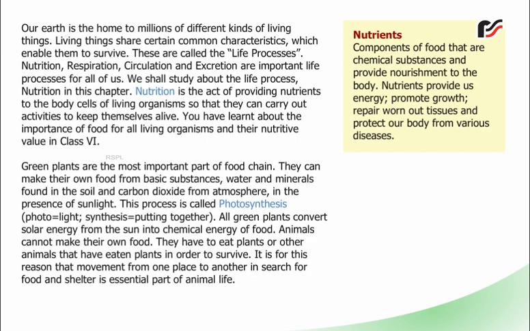Green plants are the most important part of the food chain. They can make their own food from basic substances, water and minerals found in the soil, and carbon dioxide from the atmosphere in the presence of sunlight. This process is called photosynthesis. Photo is equal to light. Synthesis is equal to putting together. All green plants convert solar energy from the sun into chemical energy of food.